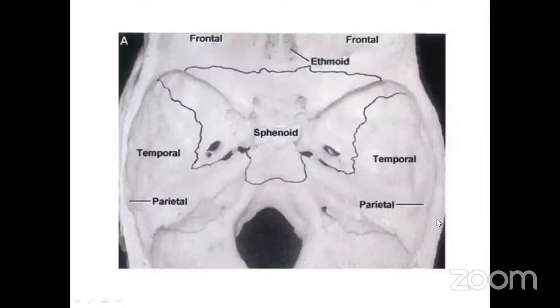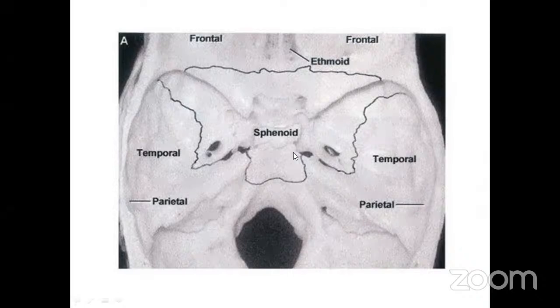So how does the sphenoid bone look? This is how the skull looks from the inside. This is anterior, this is posterior, and we can see the foramen magnum here. The bone outlined here in black is the sphenoid bone. As we can see, the sphenoid bone is bounded anteriorly by the frontal bones and laterally by the temporal bones. It is basically present in the middle cranial fossa, and anteriorly is related to the anterior cranial fossa and posteriorly to the posterior cranial fossa.